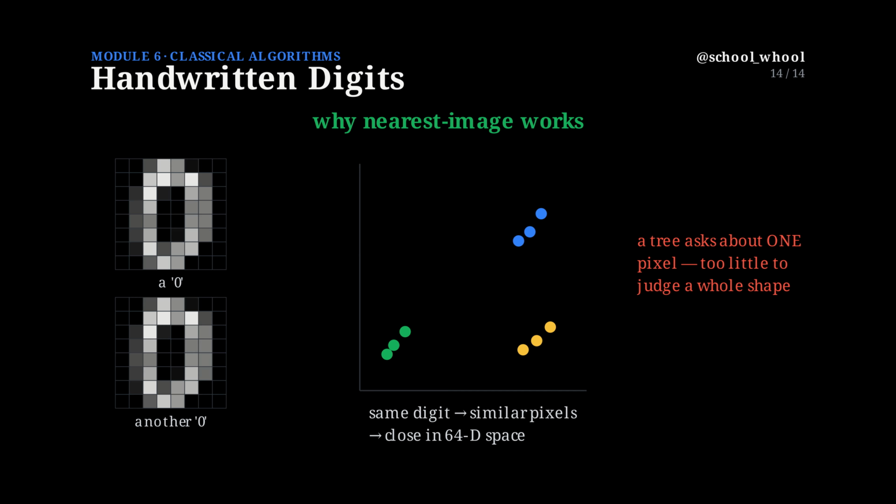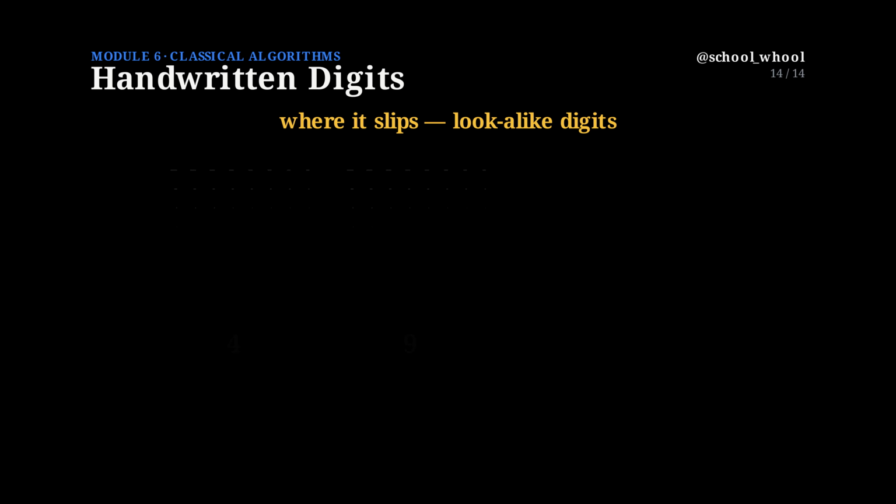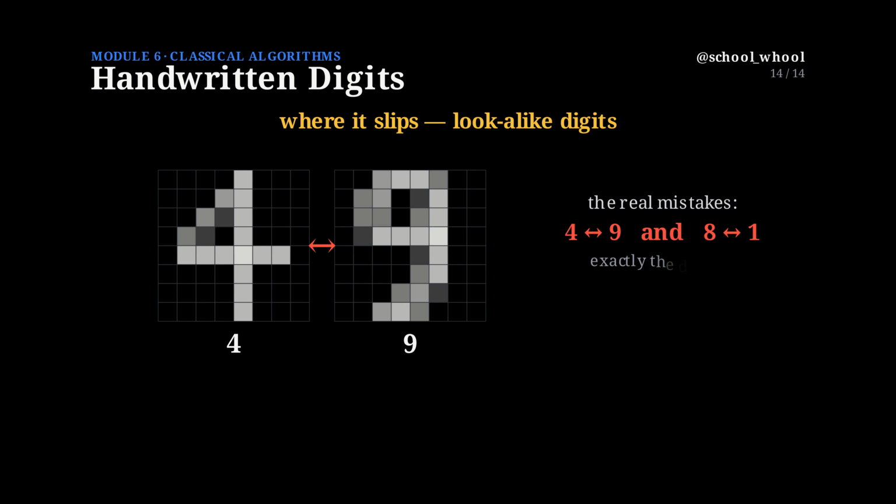No model is perfect, so let's see where it slips, using a confusion matrix. The mistakes aren't random, they're the digits that genuinely look alike in pixels. A 4 gets read as a 9, an 8 as a 1. That's reassuring, actually. The model is confused by exactly the digits a rushed human would confuse too.